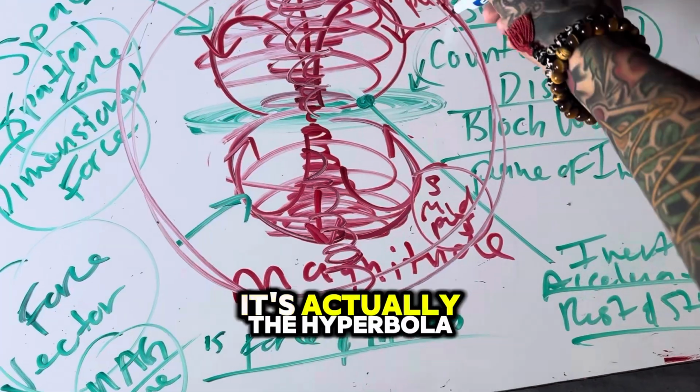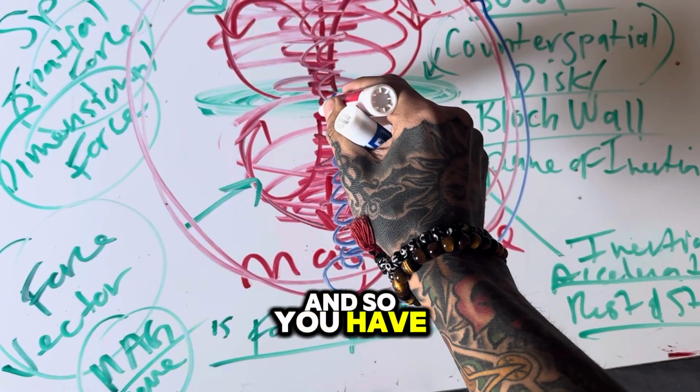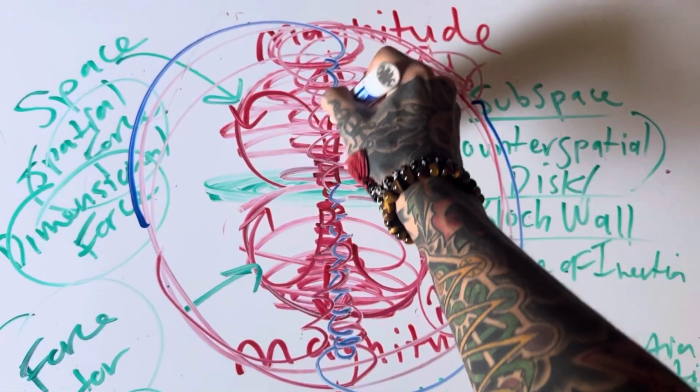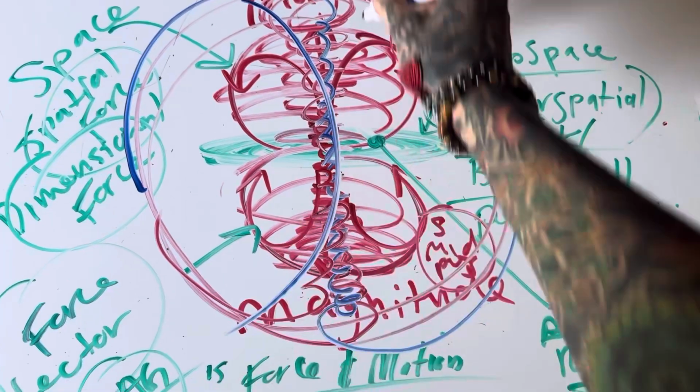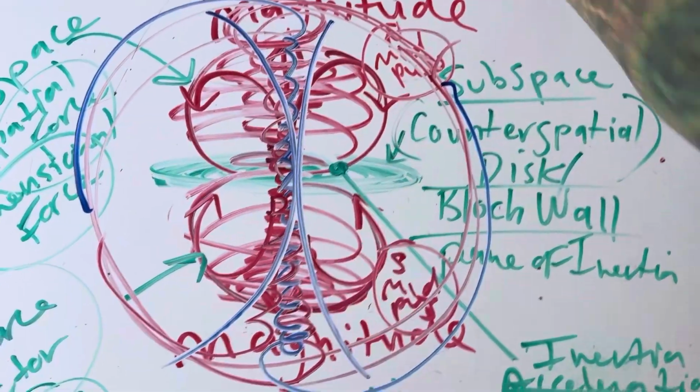When it comes in, it's actually the hyperbola. And so you have the opposite of this. The hyperbola is the hourglass, which fits perfectly inside of a donut. And here's your donut.